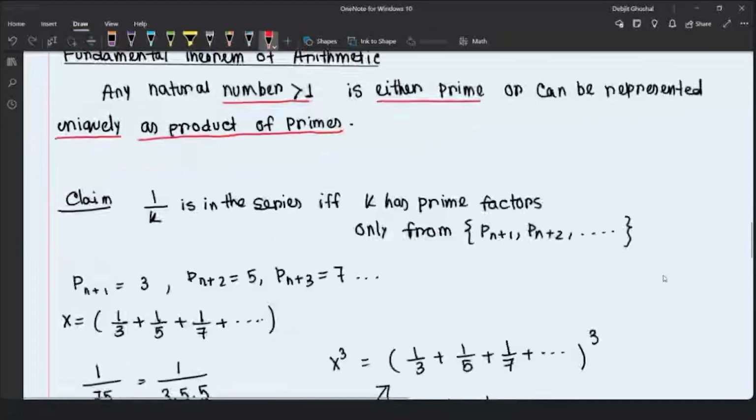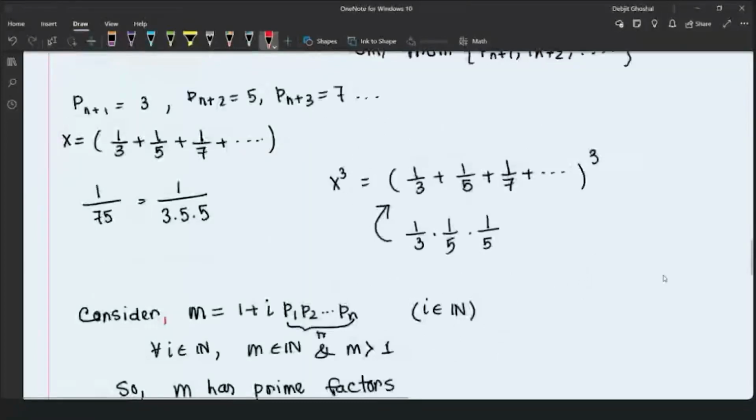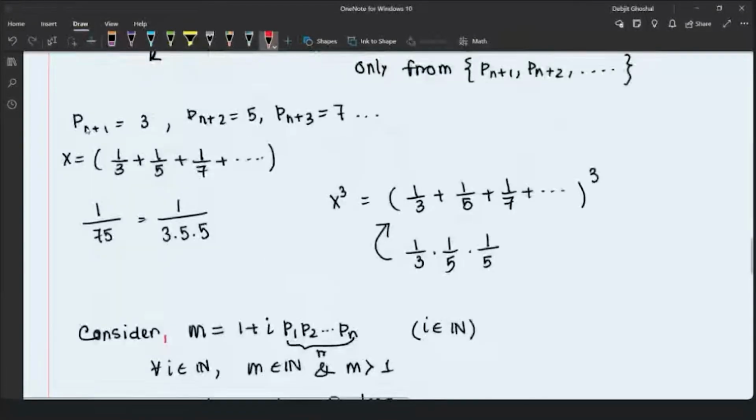Now, what am I telling here? Suppose we assume that our pn plus 1 prime is 3, and pn plus 2 is 5, and so on. For some epsilon, we got this. Now, what is x then? x is 1 by 3 plus 1 by 5 plus 1 by 7, and so on.